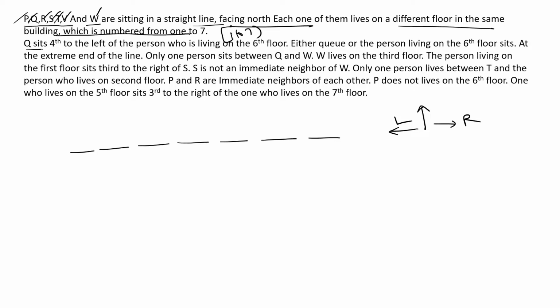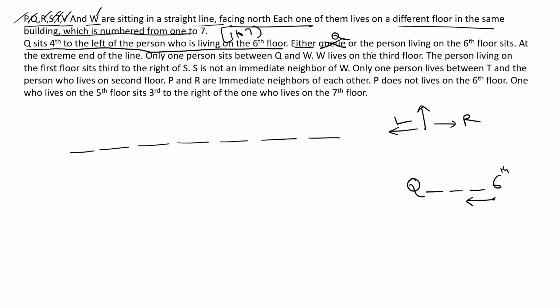Now see. They live on different floors numbered from 1 to 7. So our floors should be 1 to 7. Now Q sits 4th to the left of the person who is living on the 6th floor. So if the 6th floor person is here, going first to the left, second, third, fourth to the left should be Q. But we can't place this one here because we have so many possibilities. That's why let's go to the next one.